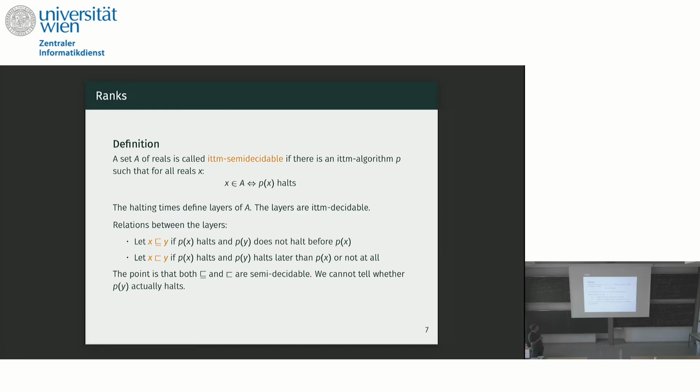If you have two reals, x and y, then you can tell in a semi-decidable way, so you have an algorithm that halts if and only if this relation is true. So you can compare whether the algorithm halts on x before it halts on y, where it doesn't actually have to halt on y. It could also diverge. And we also have a strict relation. All right, so this is how I think of a rank.